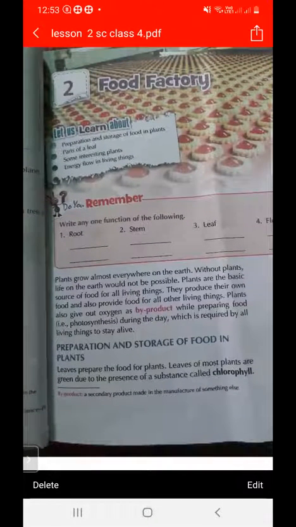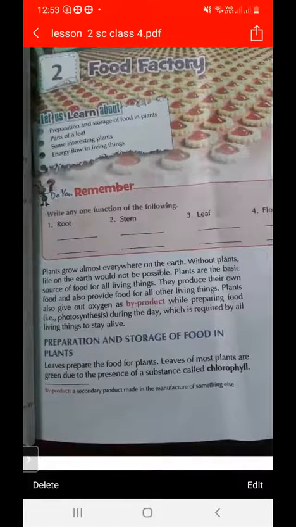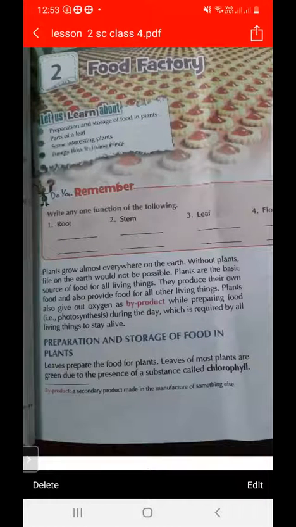Plants also give oxygen as a byproduct while preparing food. When plants prepare their food, oxygen is released, and this is used by human beings and is required by all living things to stay alive. Oxygen is very necessary for living things to stay alive.